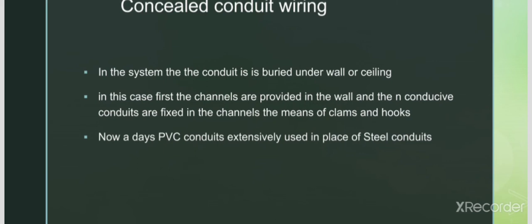Nowadays, PVC conduits are extensively used in place of steel conduits. Why? Because they are low in cost and require less time for installation, and they provide good protection against acids, alkalines, oil and moisture. Coming to the advantages, the life is sufficiently long and the system is very waterproof as well as chemical proof. The wiring can be done in any place.